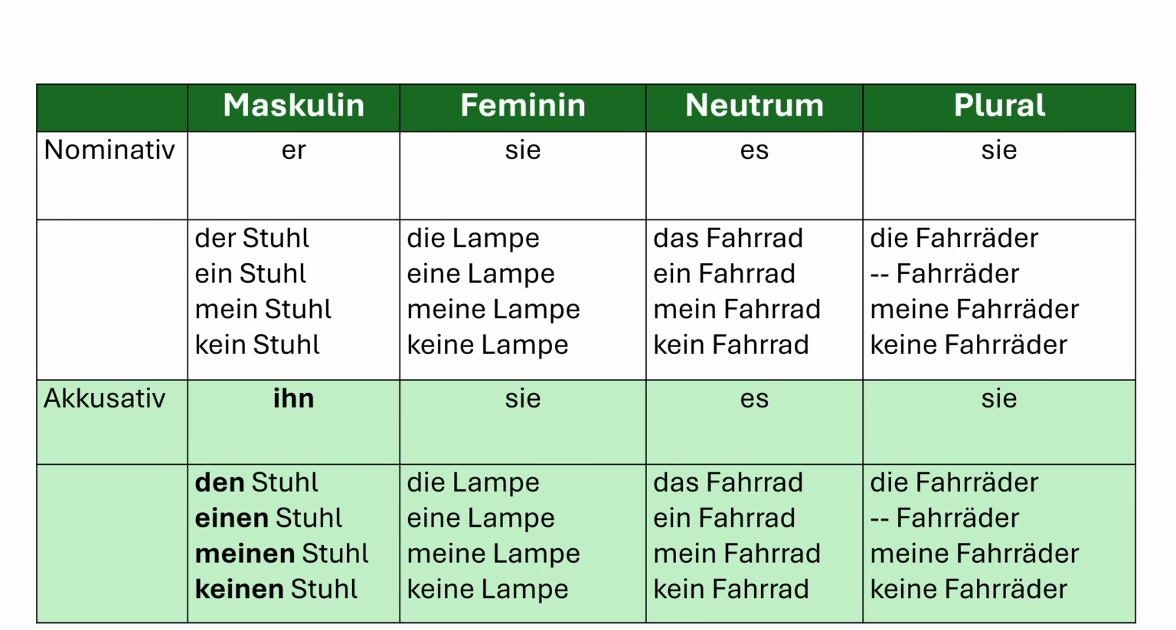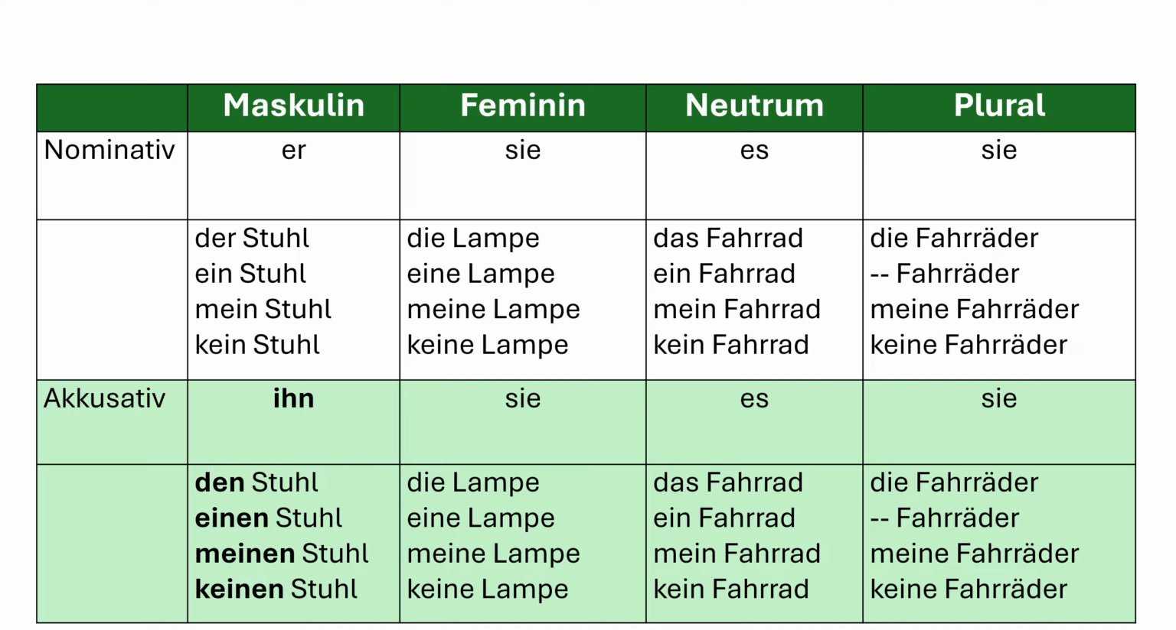There she is. So we've seen this table before. At the very top, we have masculine, feminine, neutrum, plural. Right? Those are our three grammatical genders, and then the plural. And then we have nominative, and where we see nominative going across, we have er, sie, es, sie. Those are our pronouns, and they mean something like he, she, it, they.